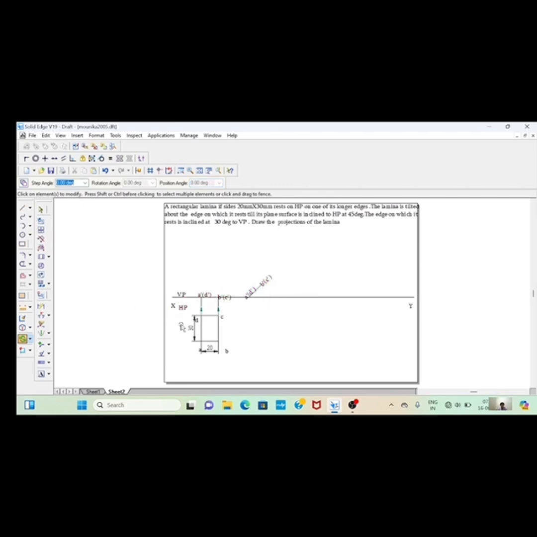Now we should project all the top and front views using a normal line. Firstly, we should project from A and B to A dash B dash, C and D to C dash D dash. Now go to trim option and trim the unwanted lines.